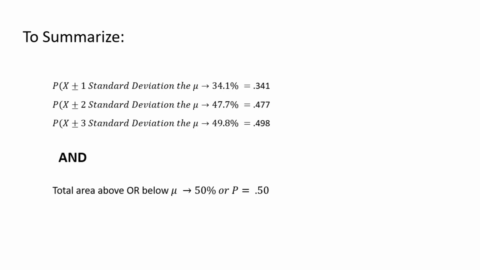The probability that a score will be within 1 standard deviation of the mean is 34.1%. The probability that a score will be within 2 standard deviations of the mean is 47.7%. And the probability that a score will be 3 standard deviations above or below the mean is 49.8%. Also important to bear in mind that the total area above or below the mean is 50%, or a probability of 0.5.